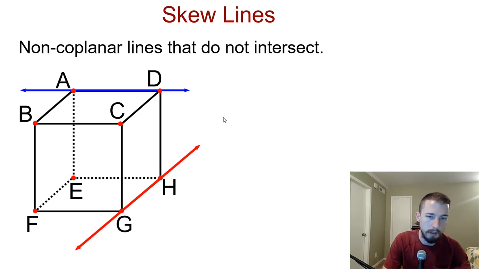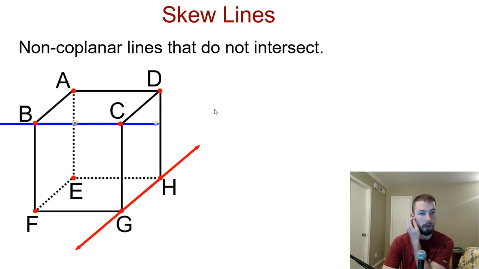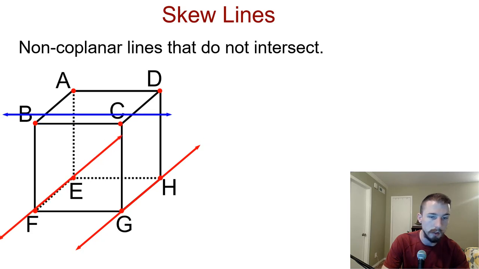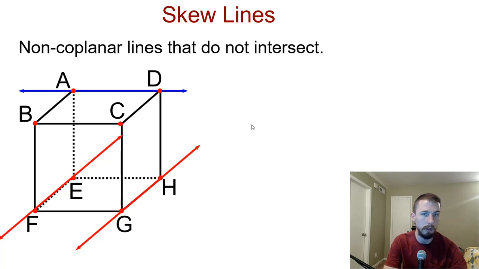If I did the same thing with the blue line and I moved it up here, they're still skew, right? Because they're not on the same plane, they're non-coplanar, and they still don't intersect. Same thing would happen if I move the red line down here. The red and the blue are still skew. If I move this one back here, they're still going to be skew. They're not intersecting, and they're not on the same plane.